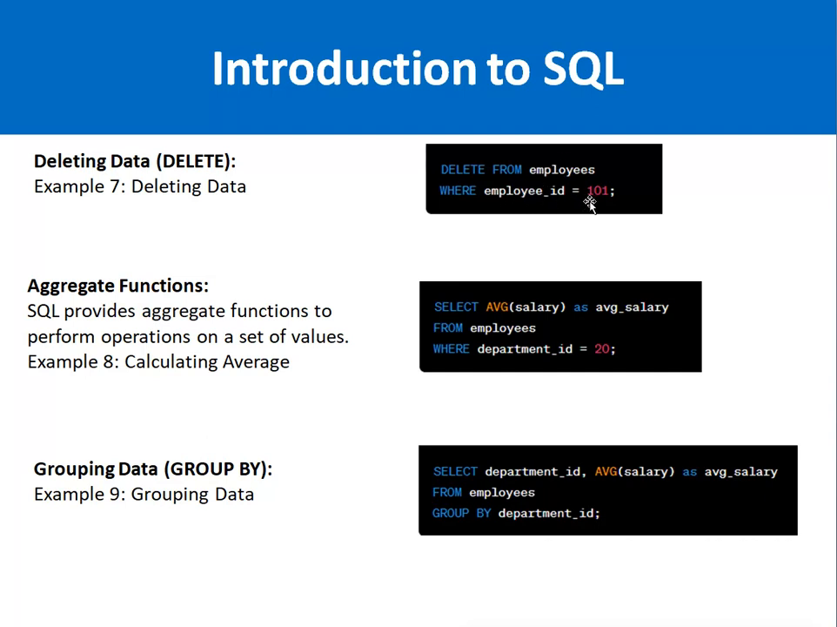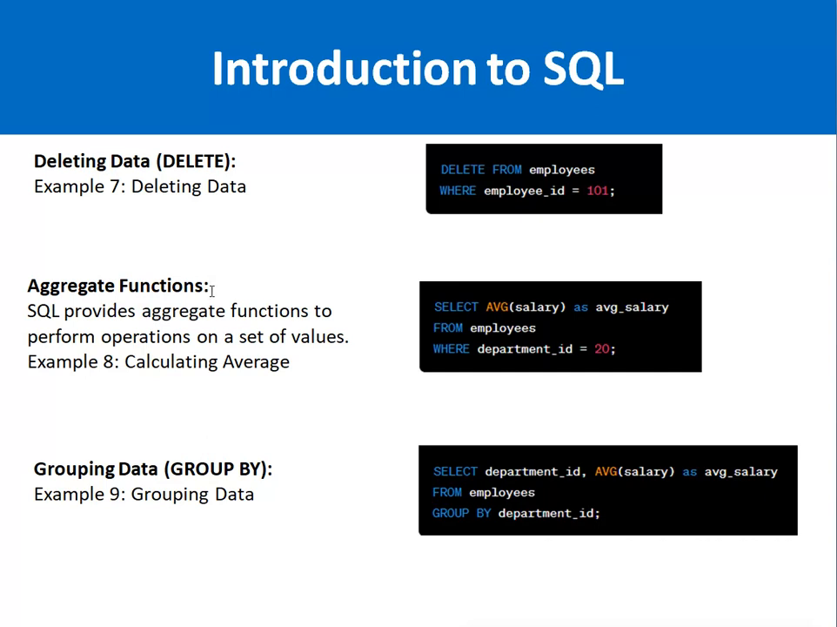For example, if an employee has resigned or left the company, you want to remove his record from the database. So you can do DELETE FROM employees WHERE employee_id = 101. It will delete the row from the table.